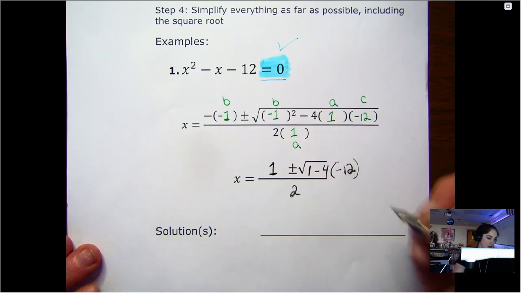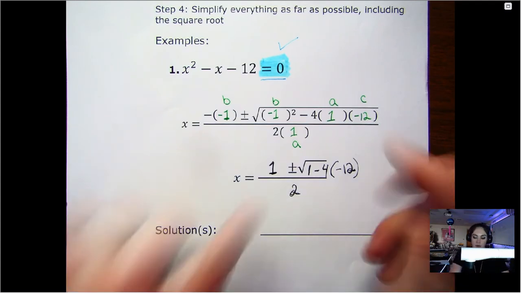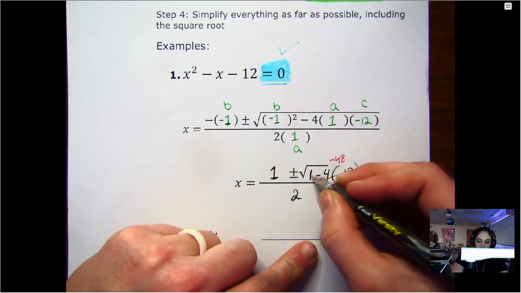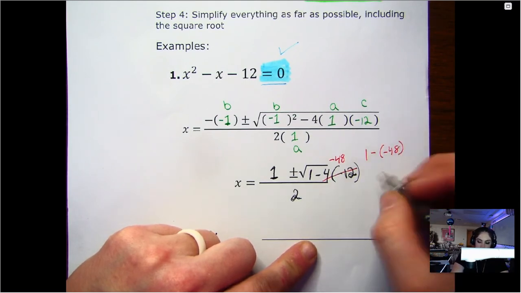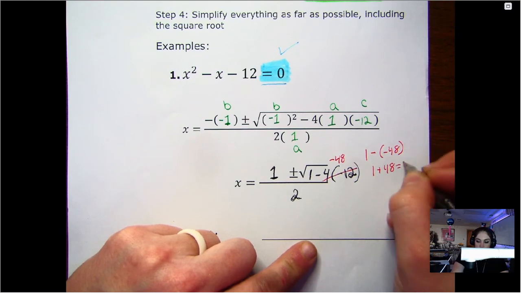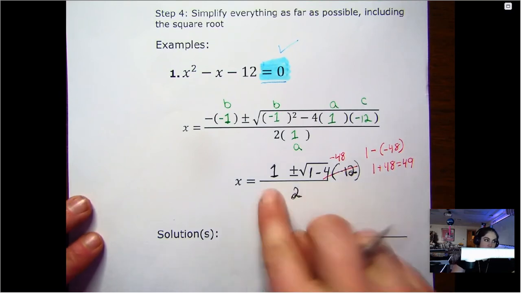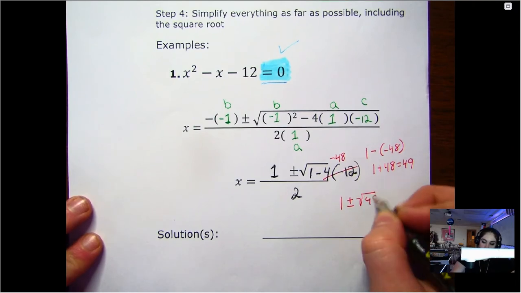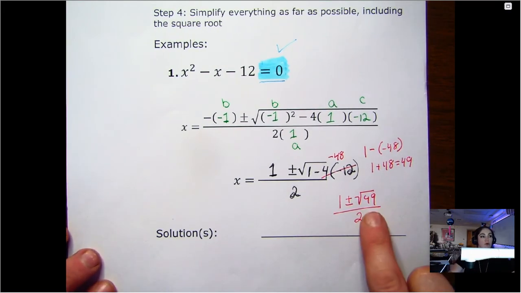Let's keep simplifying a little bit here. What I'm going to do is 4 times -12, which is -48. So this becomes 1 minus a -48, which is 1 plus 48, which equals 49. Okay. So I can rewrite this problem right here as 1 plus or minus the square root of 49 over 2. 49 is a perfect square. The square root of 49 is 7.